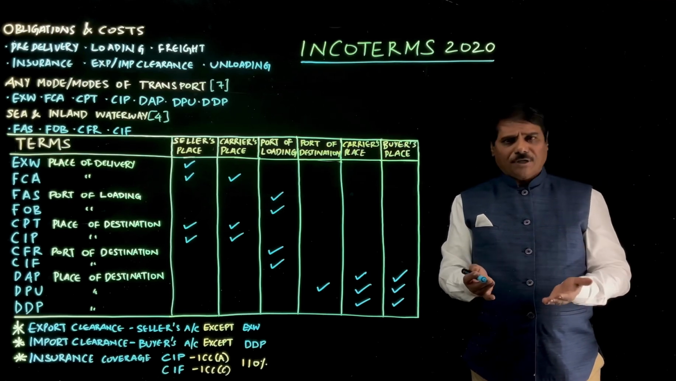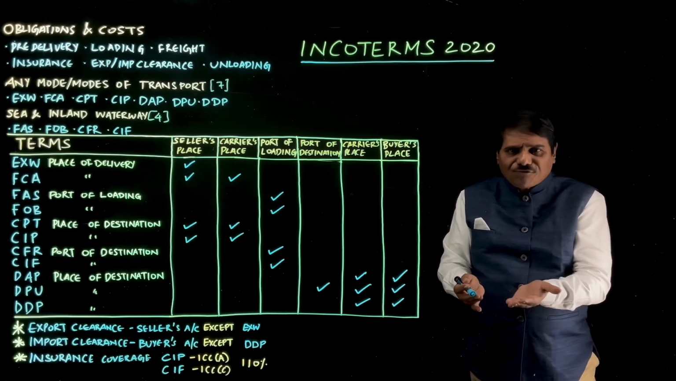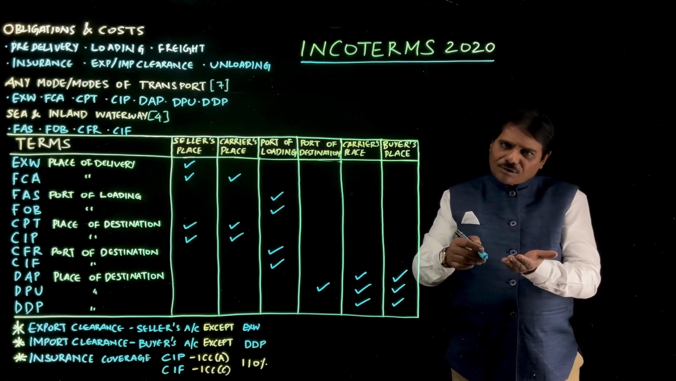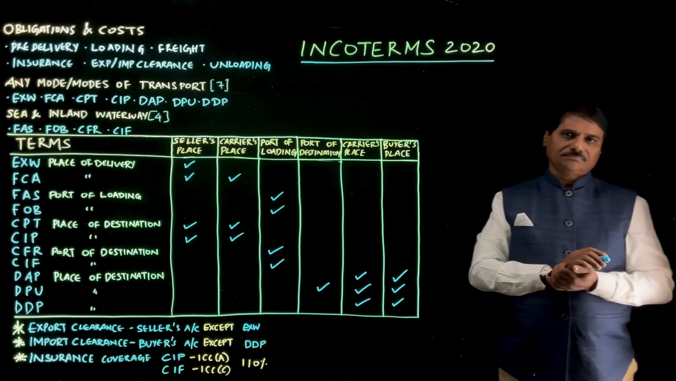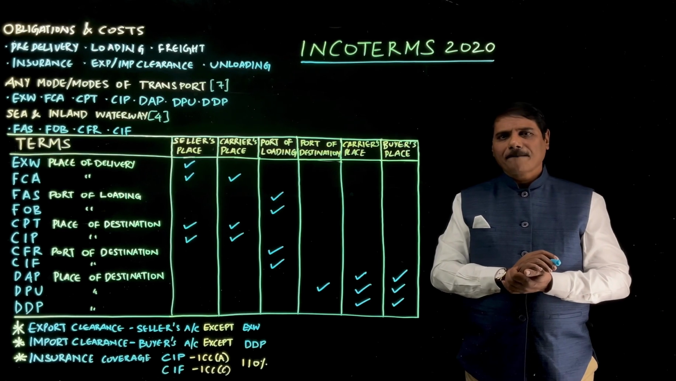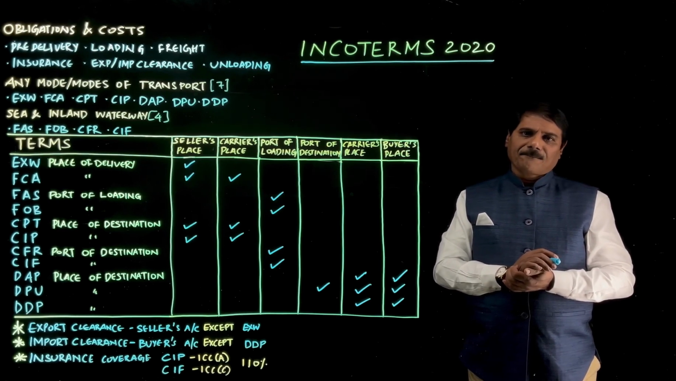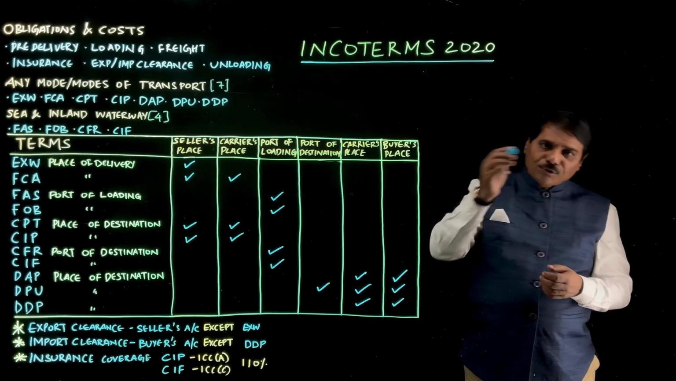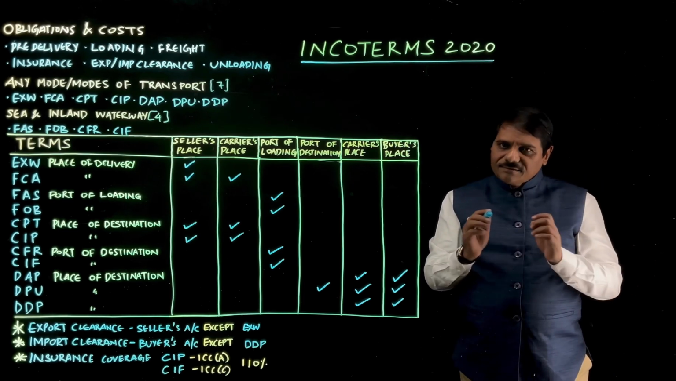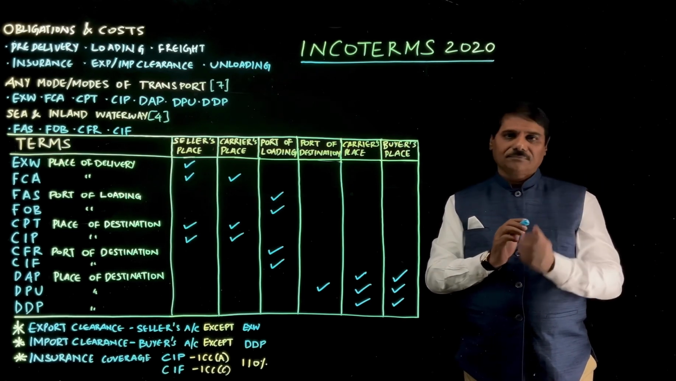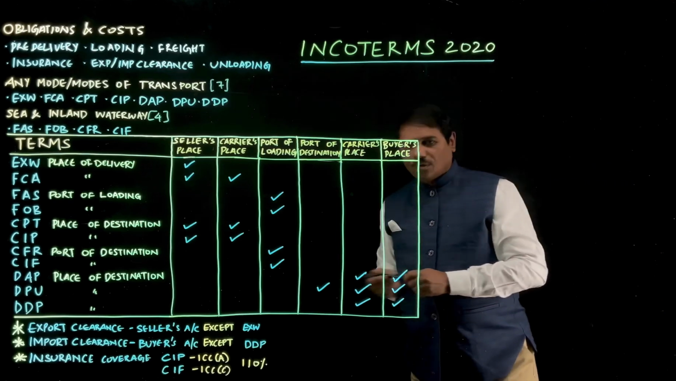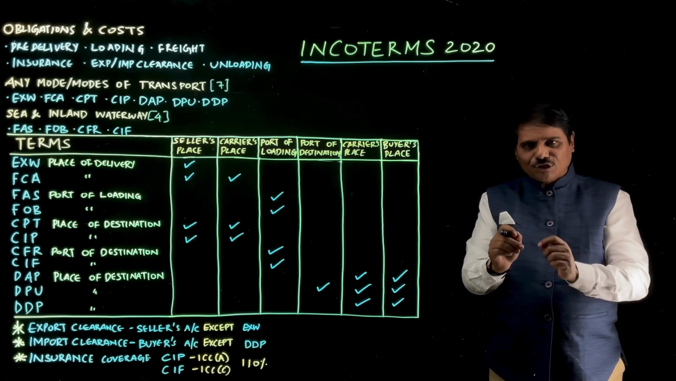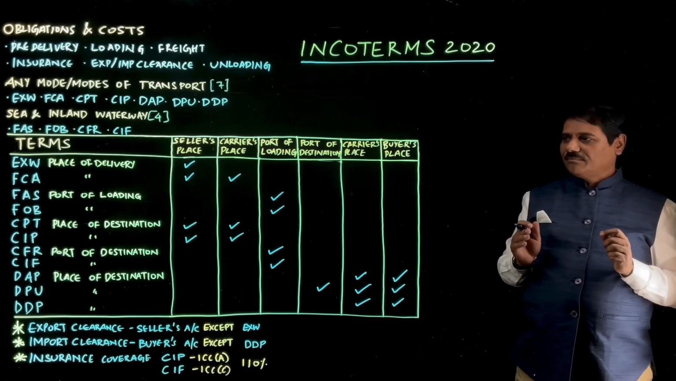Suppose it is a natural harbor, the ship will come to the platform, so you can keep the stock on the platform alongside the ship. Thereafter, the loading of the goods on board the ship is the responsibility of the buyer. So the seller is responsible to keep the stocks alongside the ship.